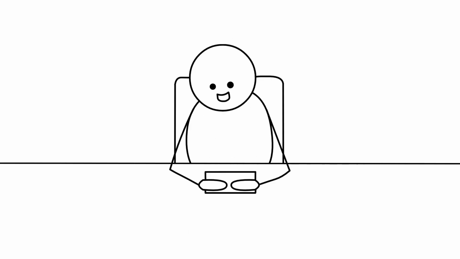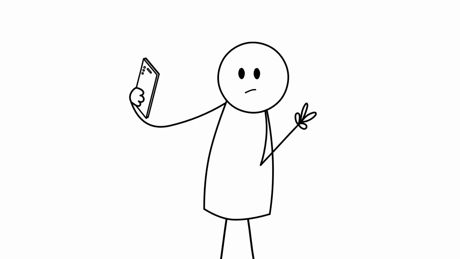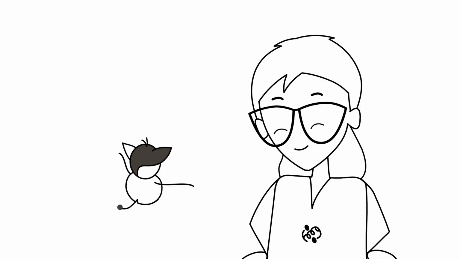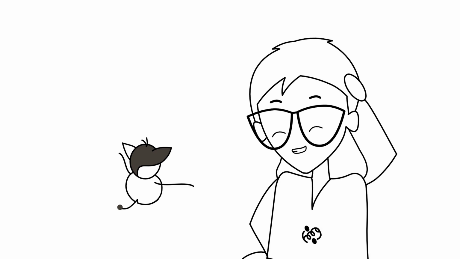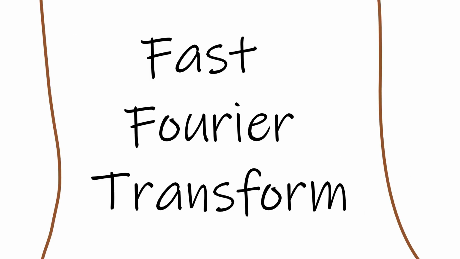Imagine a life without watching videos or listening to your favorite music or podcasts online or uploading your photos on social media. A life without Wi-Fi and even your cell phone. No, I don't want to imagine that. All this would not have been possible without that one numerical algorithm that transformed technology, the fast Fourier transform.